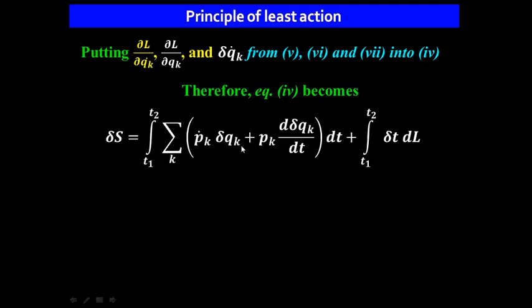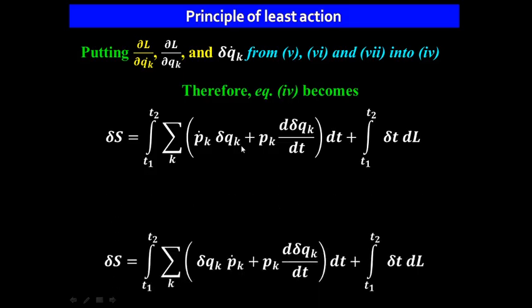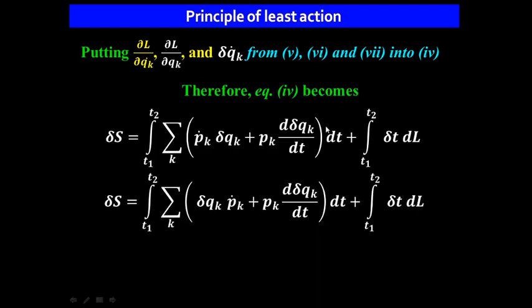Now we will solve these terms. We just interchange the terms pk dot and delta qk. Since a into b can be written as b into a, we write delta qk first and pk dot in the second position.